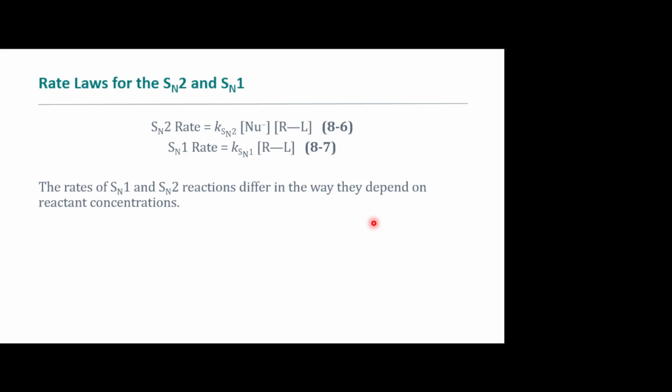So these right here are going to be the rates of your SN1 and SN2 reactions. Notice they're going to depend on the concentration of your main reactant here, that ligand, right? But in an SN2, we also have the nucleophile concentration that matters. So in the case of an SN2 reaction, the concentration of your ligand and the concentration of your nucleophile both matter.